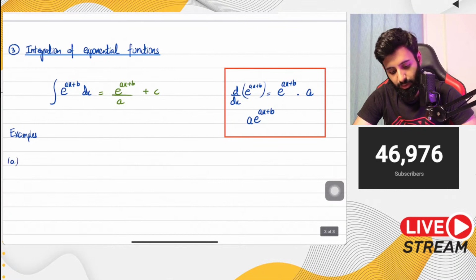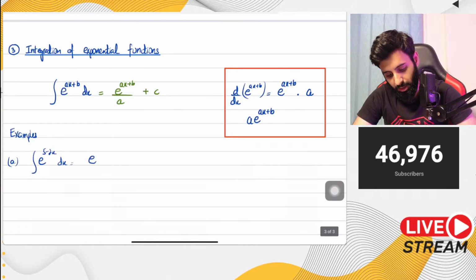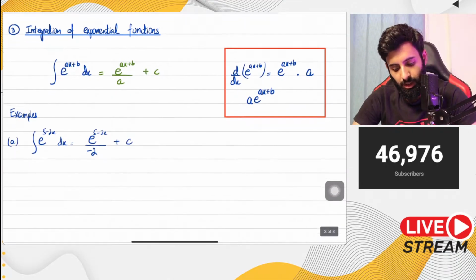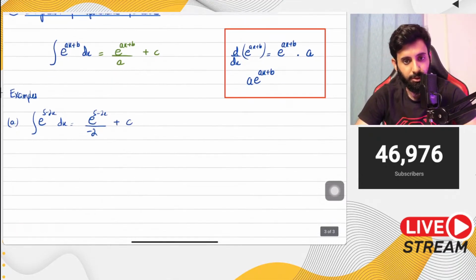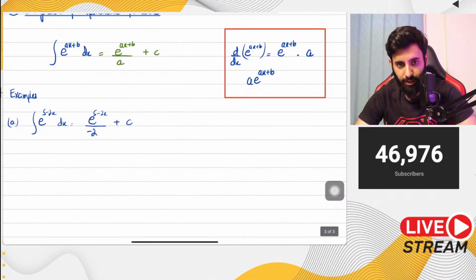So let's say you have to integrate e to the power of 5 minus 2x with respect to x. That means e to the power 5 minus 2x as it is, divided by the differential of the power, which is going to be minus 2, plus c. So there you go. You don't even have to write it nicely. It's already written nicely.